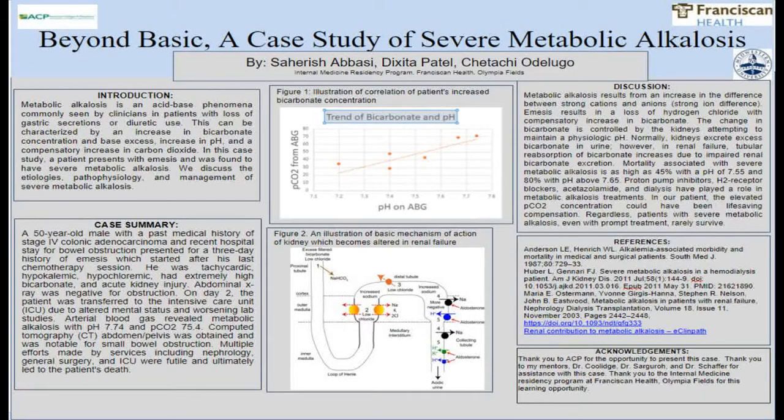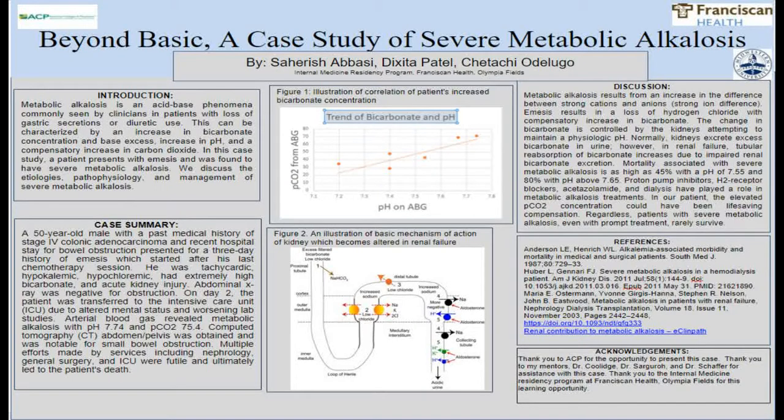On my poster, I have included a graphic that shows the severity of alkalosis with pH of 7.7 in this patient, along with the bicarbonate concentration when the pH was that high. I have also included a graphic showing how the kidney is able to utilize various mechanisms in order to gain or lose bicarbonate, but if a patient is in renal failure, these mechanisms cannot be used.